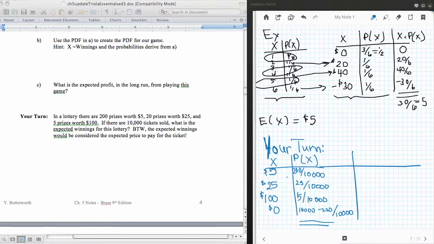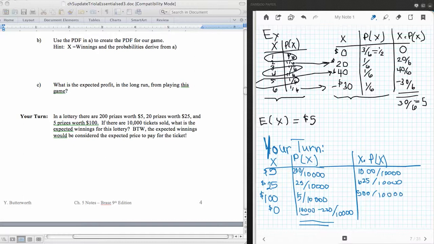Now, if you have a problem where you actually have to pay to play the game, then you take the money that you would win and subtract the money you have to pay to get a net value, and that's how you find your expected winnings. Just in case you have ones like that, because in the Triola book, the expected value problems are exactly how they're set up. So we have 5 times 200 here, so 5 times 2 is 10 with 2 more zeros, and then this is out of the 10,000. And then this one, 25 times 20, that's 500, and that's again out of 10,000. And then 5 times 100, that's 500, and that's again out of 10,000.